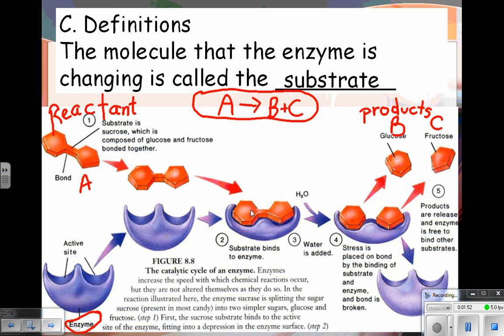So here you can see the substrate and the enzyme together. That's called a substrate enzyme complex. And that's here. And so the enzyme will just bend this enough so that it's easier to break, and that's how they'll break. So stress is placed on the bond by binding of the substrate and enzyme, and the bond is broken. And then you have these products, B and C, in this case glucose and fructose. And then the interesting thing is, look at this enzyme. Now it can be used all over again to do the reaction again and again and again.